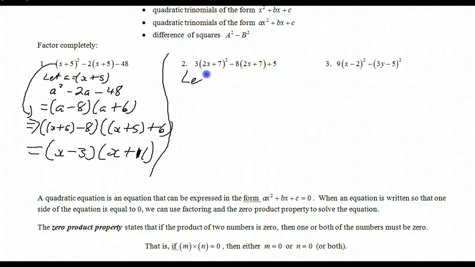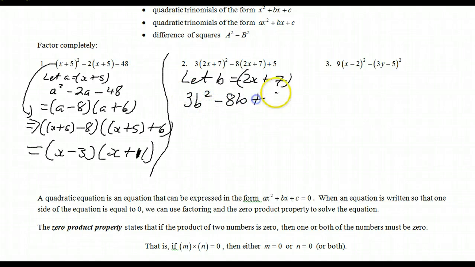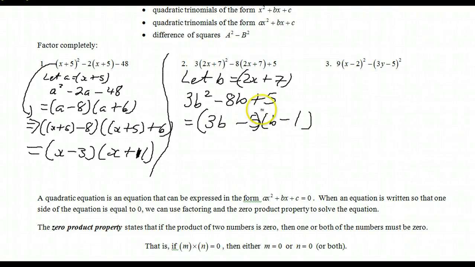Same deal. Let b equal x plus 7. 3b squared minus 8b plus 5. Since 3 is prime, the first factors can only be 3b and b. The 5 can be a 5 and a 1. They're the same sign to give me the plus, so minus 1 and minus 5. 3b squared minus 3b minus 5b is minus 8b plus 5.